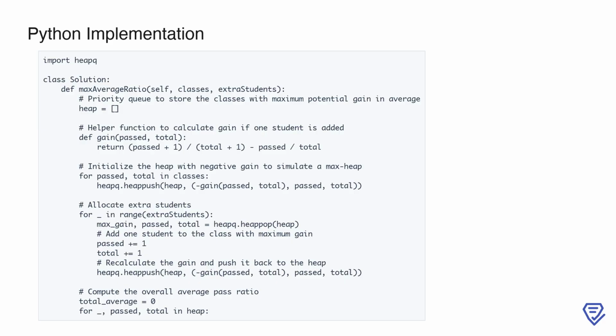Once the heap is set up, we allocate the extra students. For each student, we pop the class with the maximum potential gain from the heap, add one student to that class, and update its past and total counts. After recalculating the gain for that class, we push the updated values back into the heap, ensuring the heap always contains the classes with the highest potential improvements at the top.